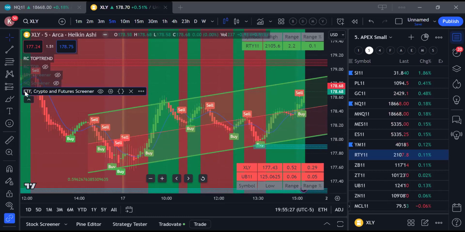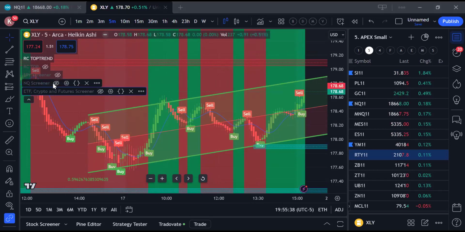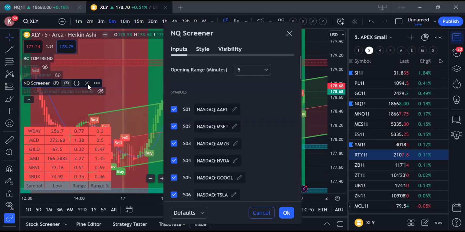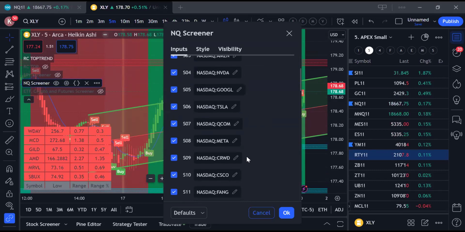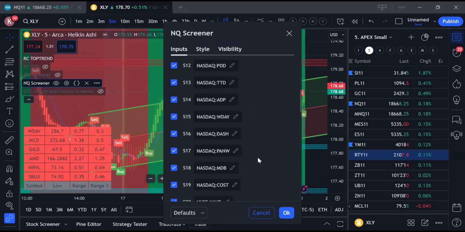If you enable the ETF scanner, it will tell you like XLY, XLF, SPY, QQQ, which are at the bottom or which are at the top. If you enable the NQ, you have all the tech stocks: Apple, Microsoft, Amazon, Nvidia, Google, Tesla, Qcom, Meta, all these stocks.